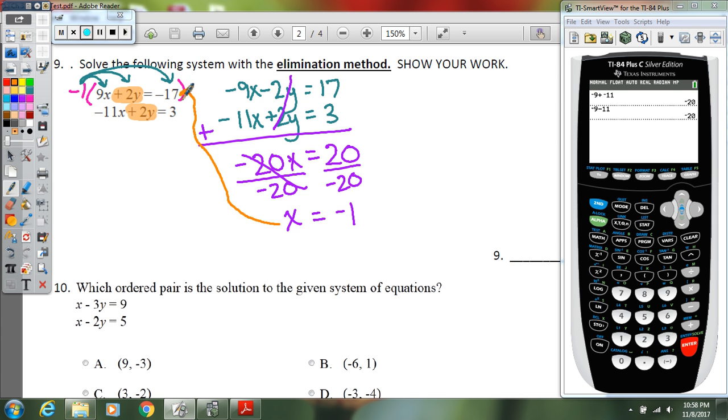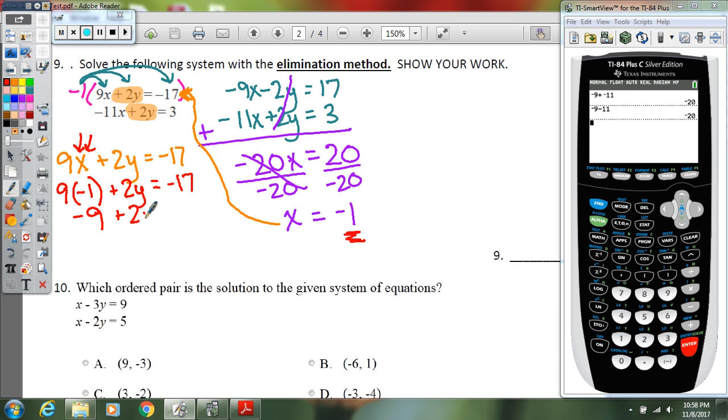Okay, halfway there. Once I've got one of the variables, that's when I plug into one of the equations, and I'm going to go into the top equation. So let me actually write 9x plus 2y equals negative 17, that's the top equation. Guys, if x is negative 1, can't I bring this negative 1 and put it right here where the x is? So now I have 9 times negative 1 plus 2y is equal to negative 17. Well, 9 times negative 1 is negative 9. Bring everything else down.